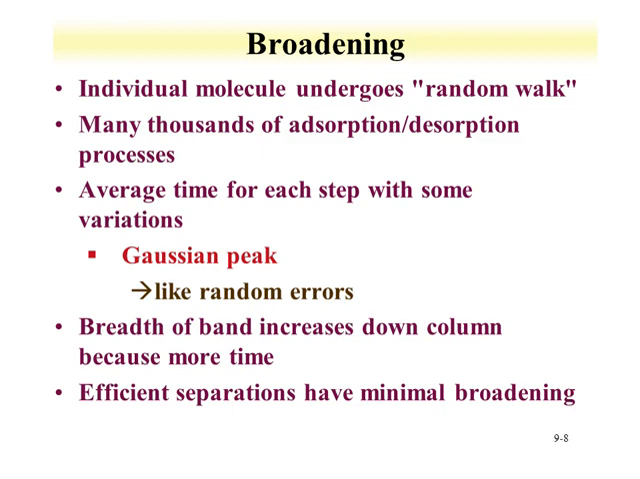As we discussed, during a column experiment you can have broadening basically as the molecules undergo a random walk. You can think of this as many thousands of absorption-desorption processes occurring in the column during the separation. There will be an average time for each step with some variations. Your distribution will be Gaussian, so it's fundamentally similar to random errors. So the breadth of the band increases as it travels down the column, because the more time there is, the more the slight variations in these average steps result in zone broadening.